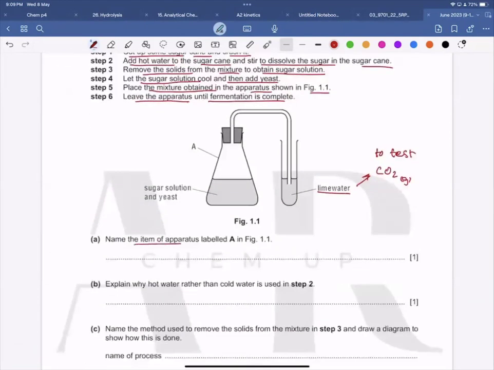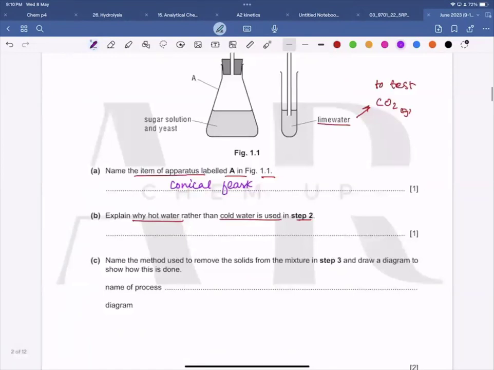Name the item of apparatus labeled A in figure 1.1. I think everyone knows that it's called a conical flask. Yes, very good, Khatija. Mustafa, you have to write conical flask. Flask is also fine, but the appropriate way is to write conical flask. Explain why hot water rather than cold water is used in step 2. The basic thing is that we are using the water to dissolve the sugar. In hot water there is a high temperature, so the rate of dissolving becomes faster, so that the sugar dissolves faster, right?